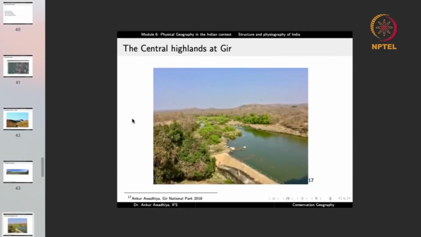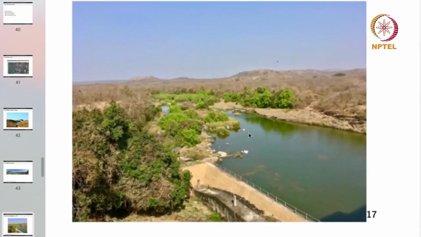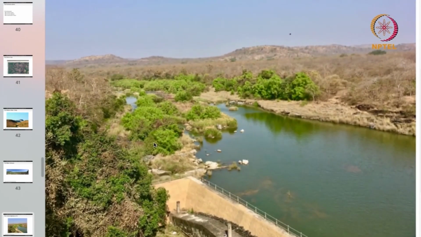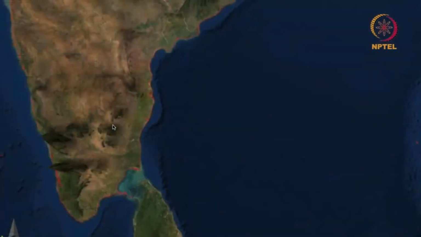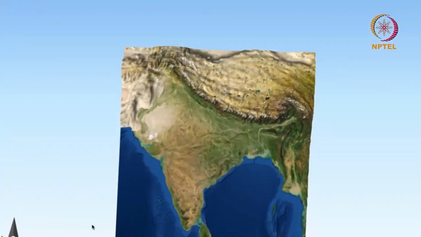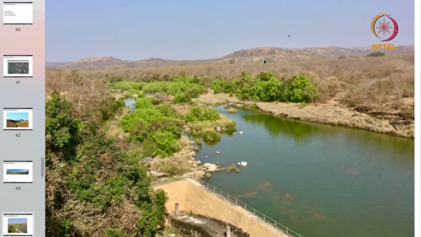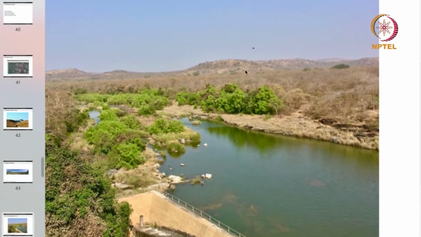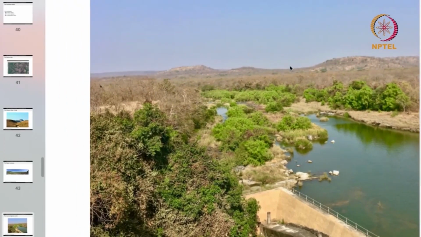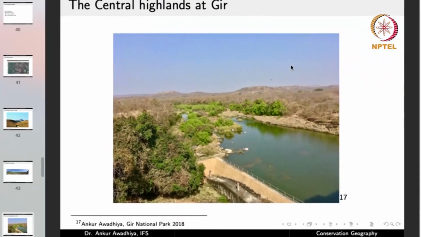Now we have the central highlands, and that is an extension of the peninsular plateau towards Gujarat. So these are the central highlands in Gir. So Gir is this portion. So here we are talking about this region. So in this region we find the extension of the peninsula, and here also we will find that the hills are old hills and they are rolling hills. They do not have sharp peaks.